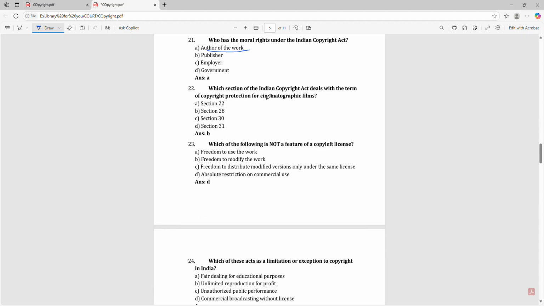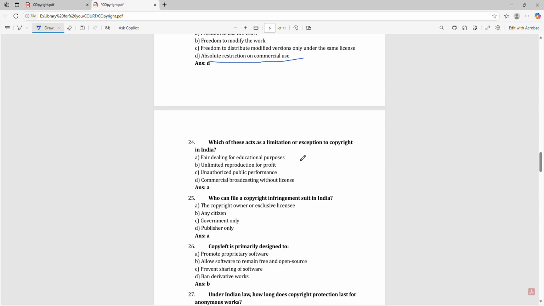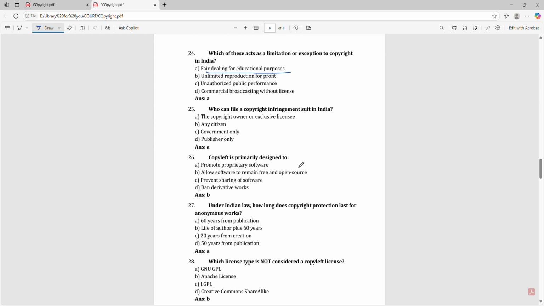Which section of the Indian Copyright Act deals with the term of copyright protection for cinematographic films? That is section 28. Which of the following is not a feature of a copyright license? That is absolute restriction on commercial use. Which of these acts as a limitation or exception to copyright in India? Fair dealing for educational purpose.